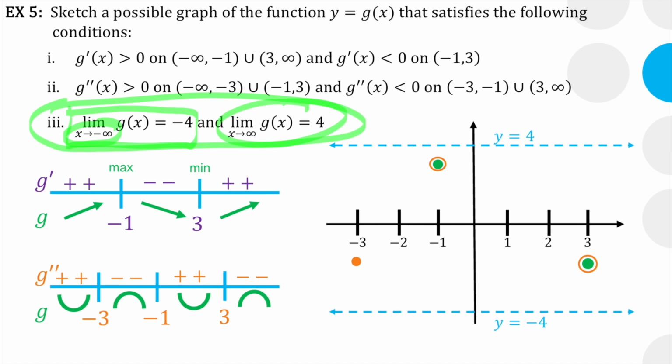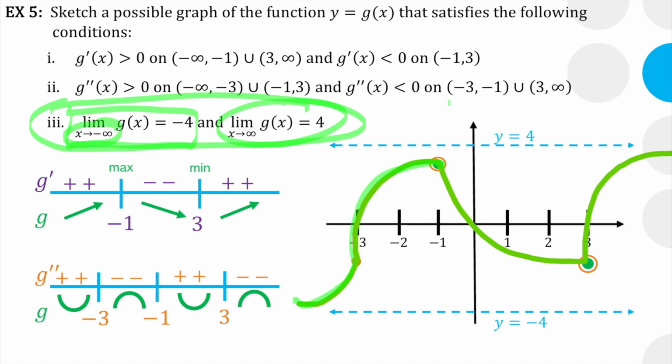Okay, you ready to do this? Let's connect those dots and see what we get. Woohoo, that's fun. So we're concave up, concave down, and then this is like a little cusp here because it's a maximum and a change in concavity. And then we have another cusp here because it's a minimum and a change in concavity. It's a crazy looking graph, isn't it?